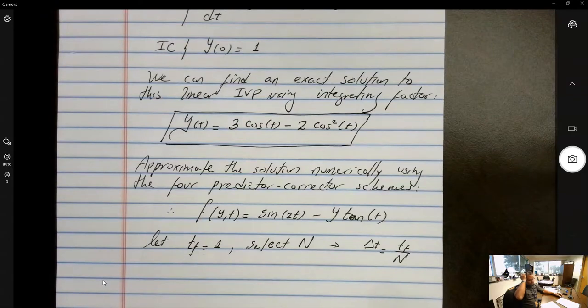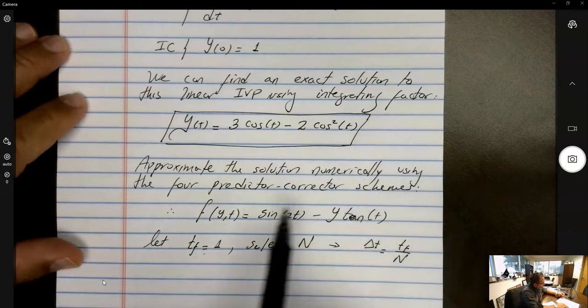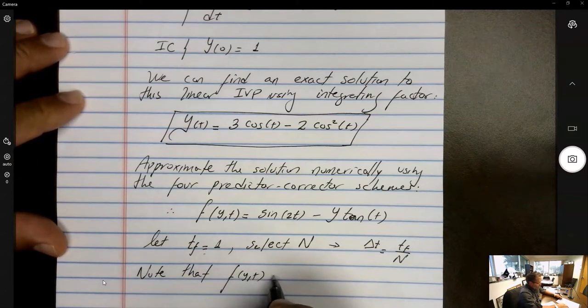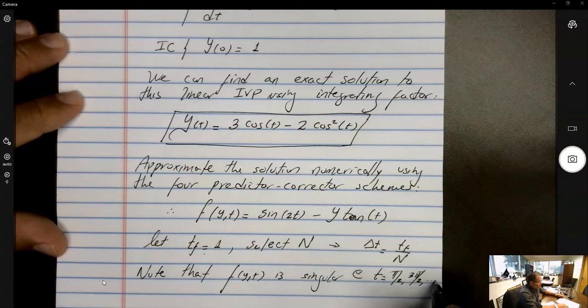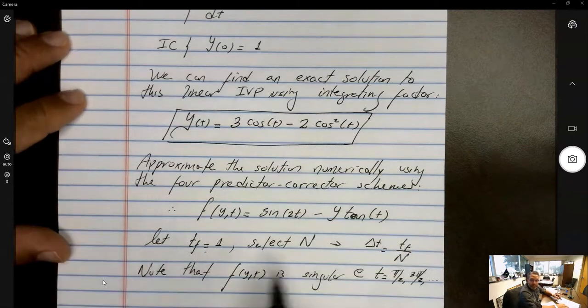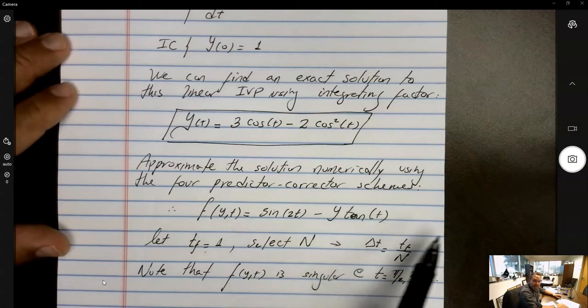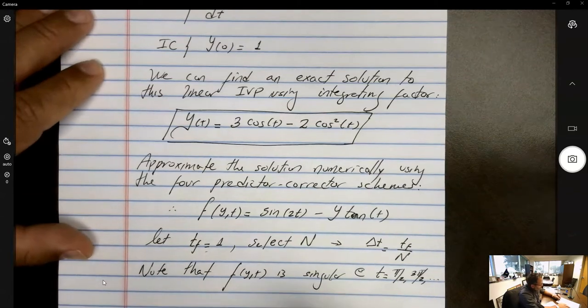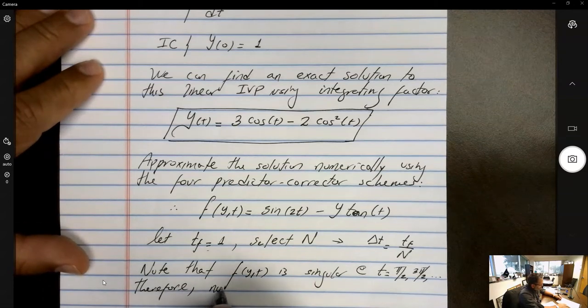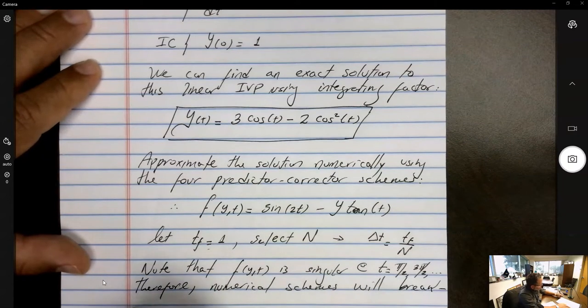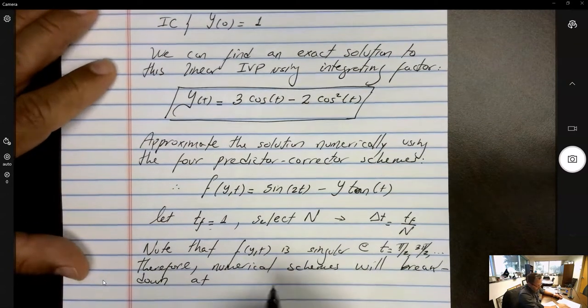So note that I am leaving it at TF equal 1 because f of y and t is singular at t equals pi halves, 3 pi halves, etc. So at 90 degrees, 270, and all pi halves multiples of that, this is singular because the tangent of 90 degrees is infinity, and the tangent of 270 degrees is minus infinity, and the tangent of 540, and so on and so forth, is singular. Therefore, numerical schemes will break down at these values.